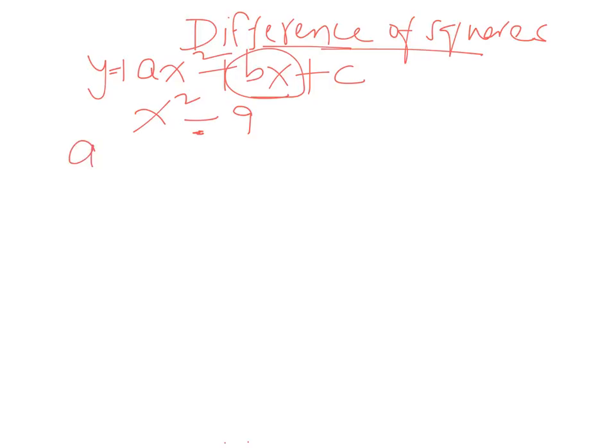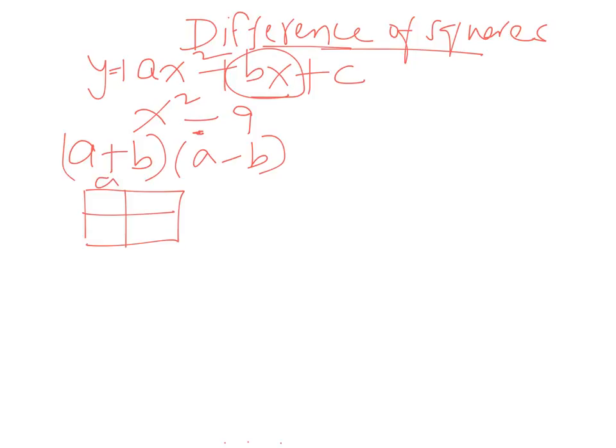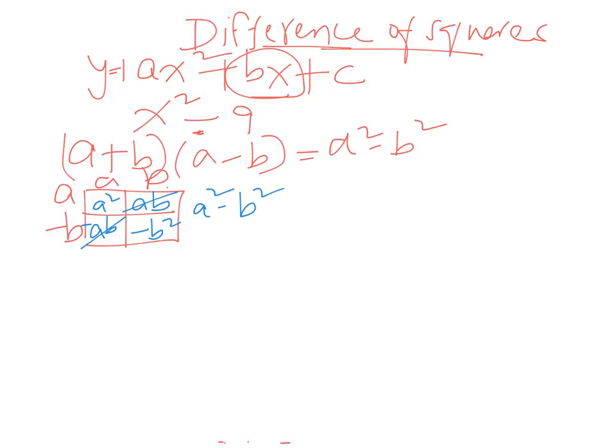So to know that, just try to multiply a plus b times a minus b. You can FOIL it or use a box method, whatever works. So this is a squared, a times b is ab, negative b times a is negative ab, and negative b times positive b is negative b squared. So when you add, a plus b times a minus b is a squared minus b squared.